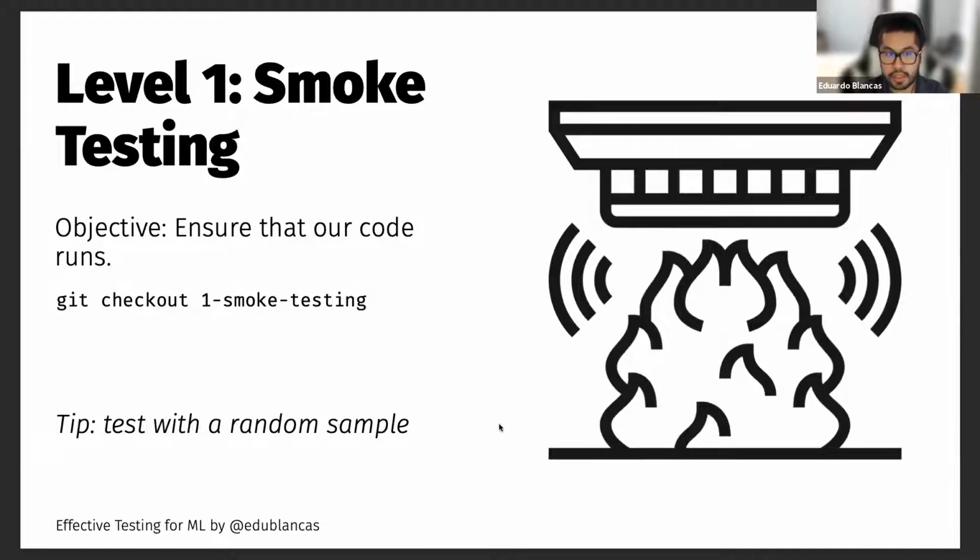So you might be asking, how am I supposed to test my stuff if I make 20 commits a day? Well, the answer is really simple. You can test with a random sample. So if you have 1 million observations, just grab a sample of 1% or even less than that and test with that. Because remember, right now, we are not worrying about the output of our code. We simply want to make sure that it runs.